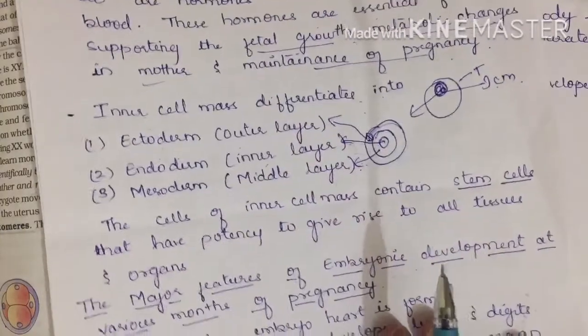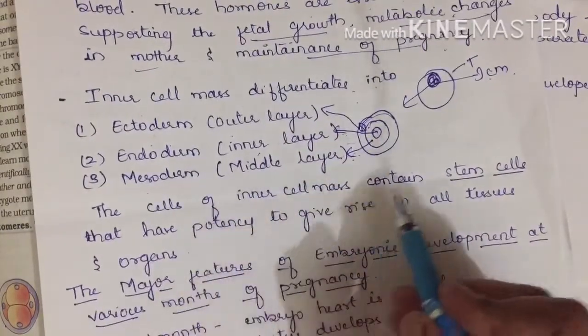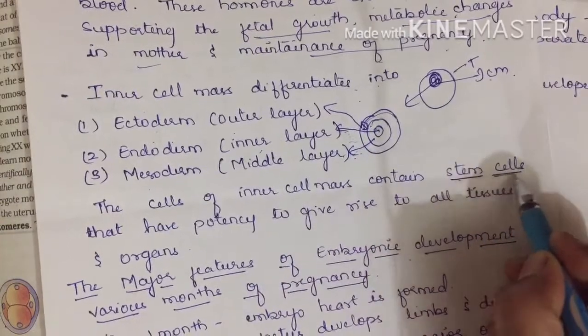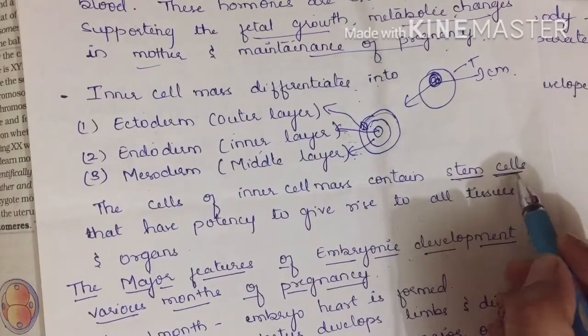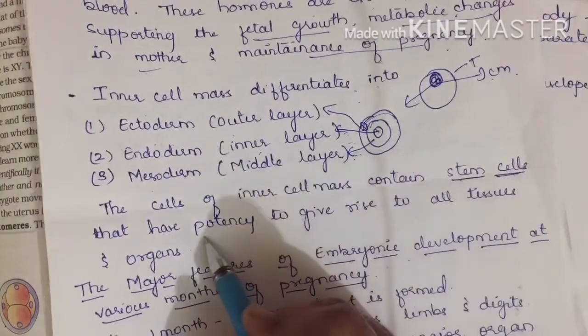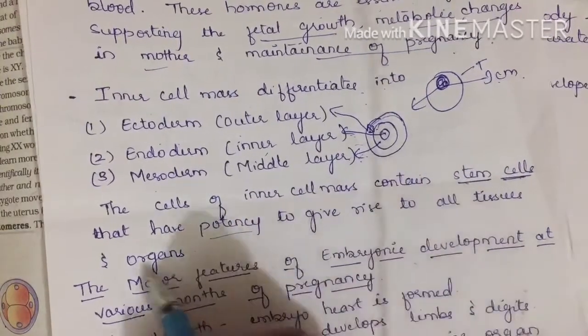Now, the cells present in the inner cell mass are stem cells, and these stem cells have the potential to give rise to all the tissues and organs.